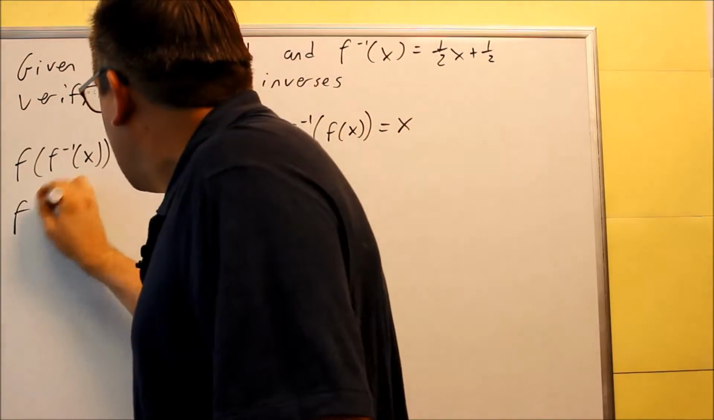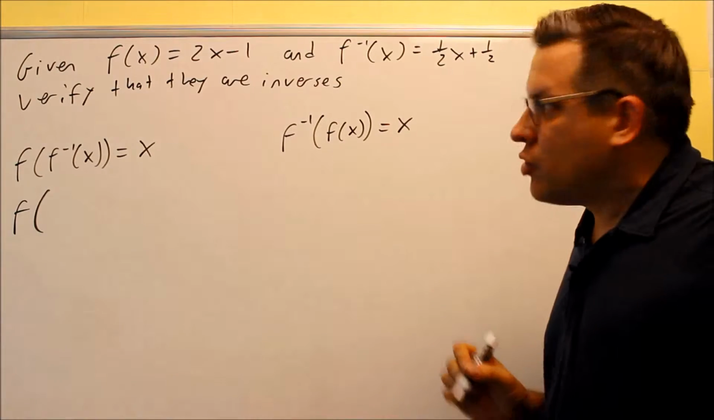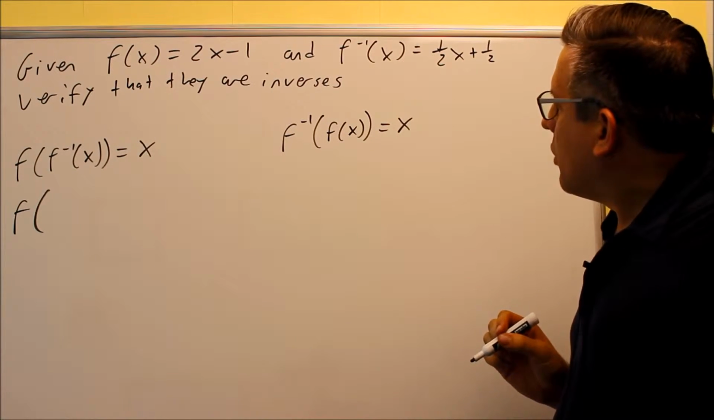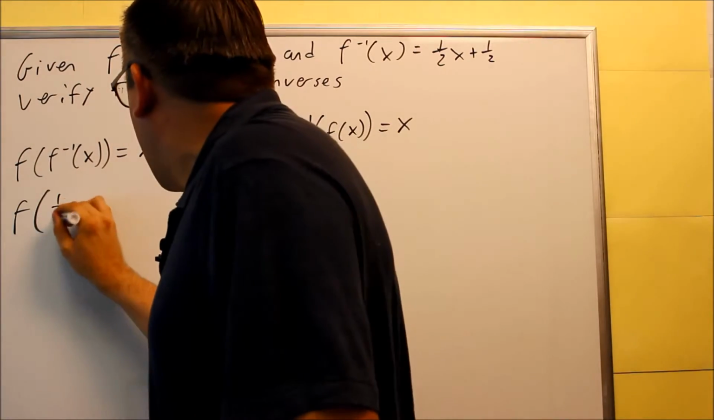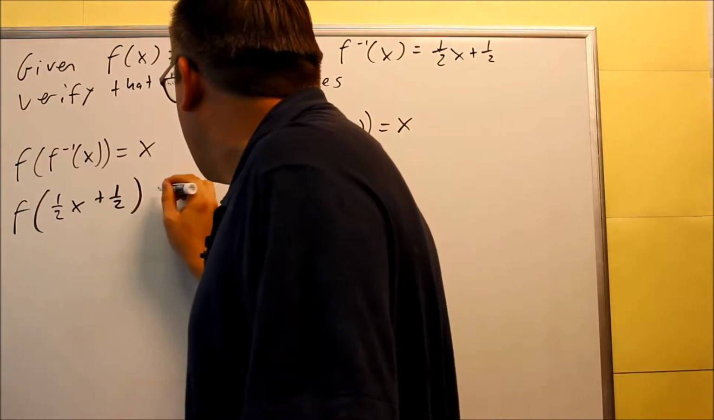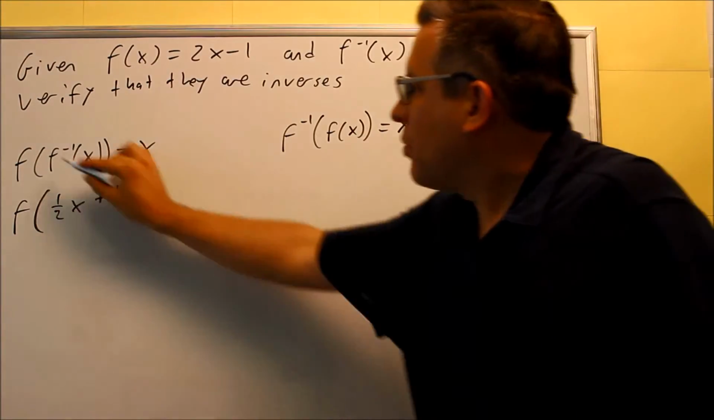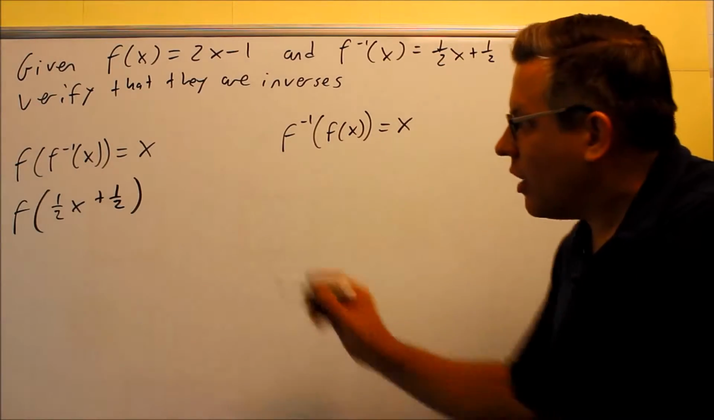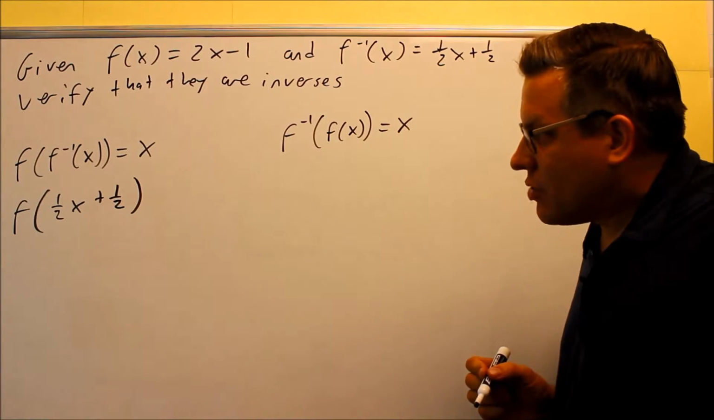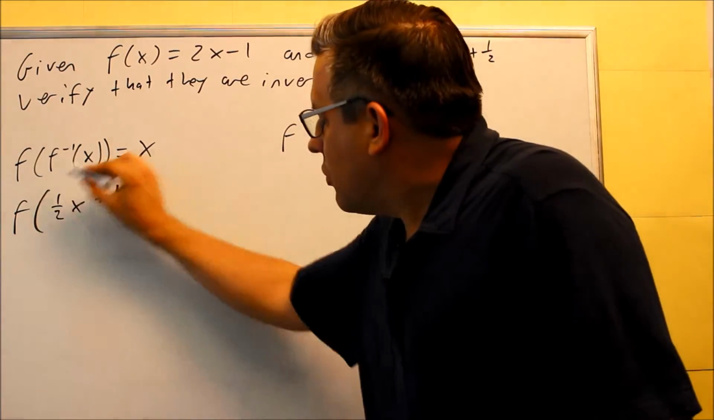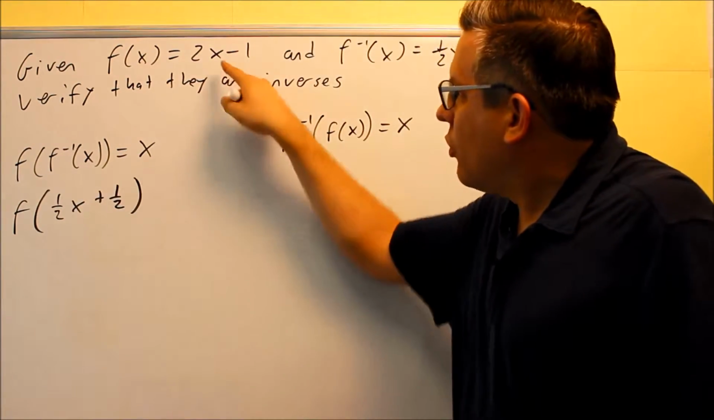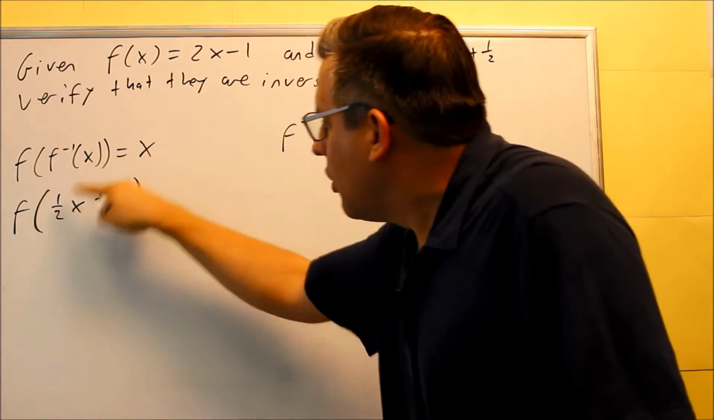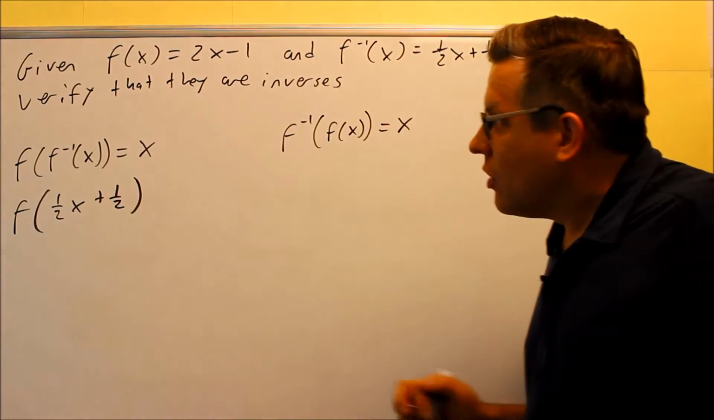So this is saying that we're going to put the inverse into the original one. The inverse is this right here, 1/2 x plus 1/2. So I'm going to put 1/2 x plus 1/2 inside in place of the notation I have for the inverse. I want to simplify it, and I should be getting x as the answer. This is telling us that we're going to take the original function f of x, remove the x, replace it with 1/2 x plus 1/2.